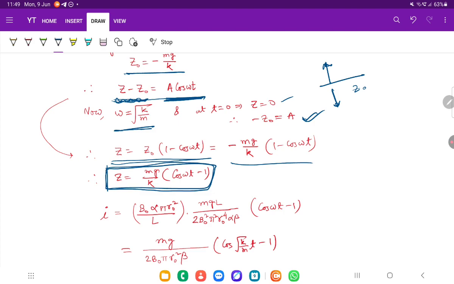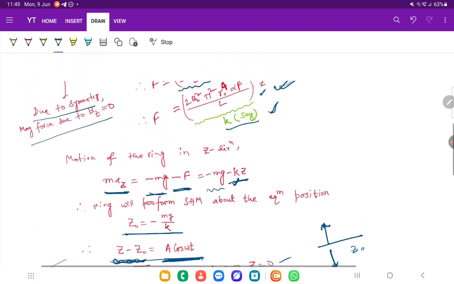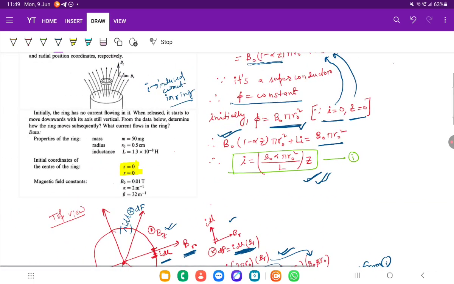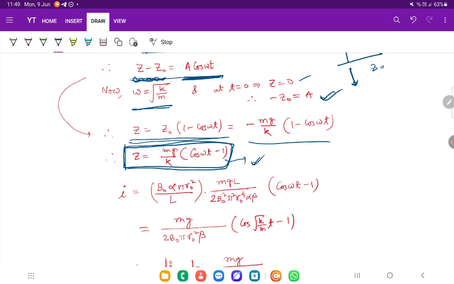That's a major part we are done with, right? Now, this one was a part of the question, right? Yeah, determine how the ring moves subsequently. So as it's a subjective question, our answer will be, it's an SHM motion, and its equation will be something like this. So that should be our answer for the first part. So let me highlight this one.